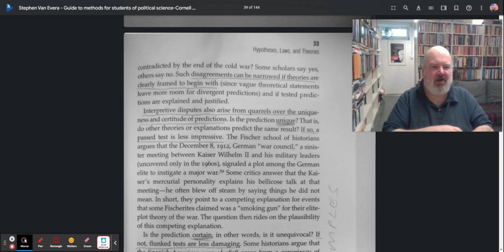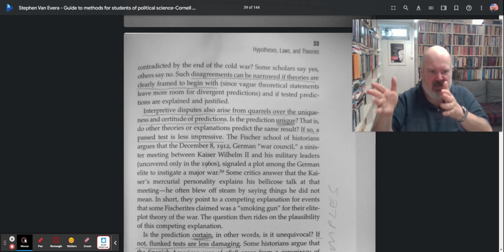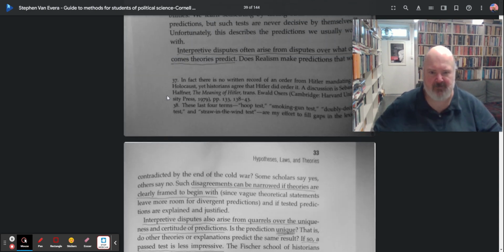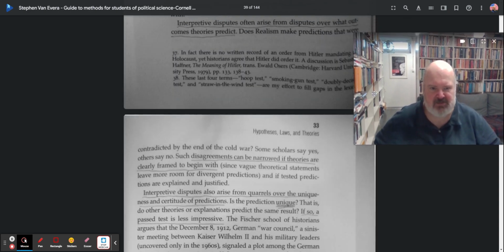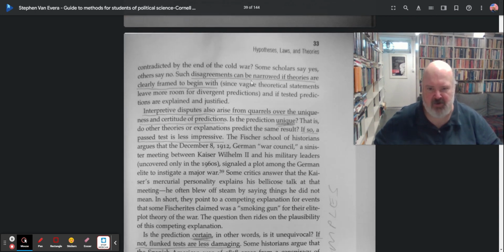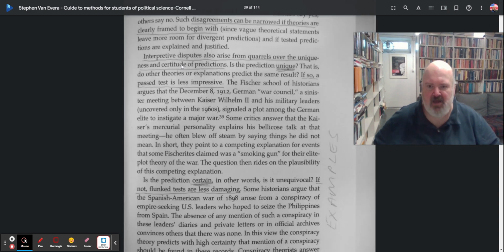And the question is, is this really one? This is that the theory results. In other words, this is the point he's making. Interpretive theories rise from disputes over outcomes of what theories predict, right? Such disagreements can be narrowed if theories are clearly framed, he says, and if tested predictions are explained and justified. Interpretive disputes also arise from quarrels over the uniqueness and certitude of predictions, right?